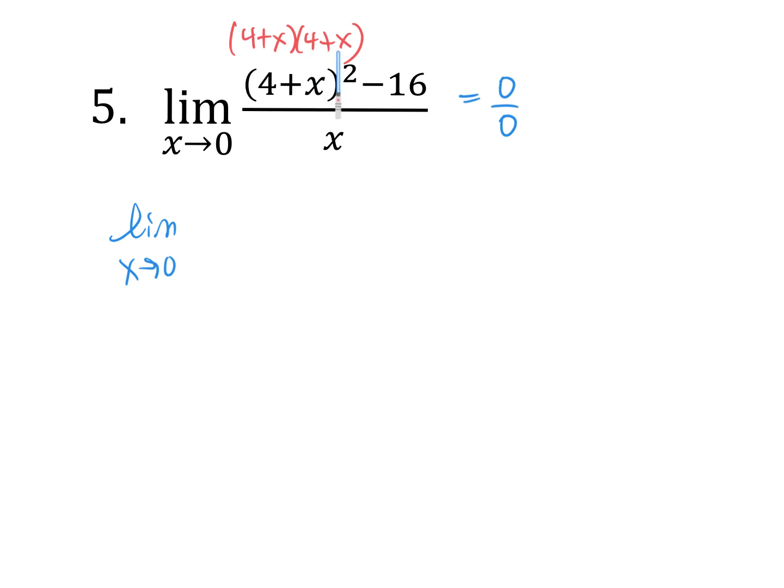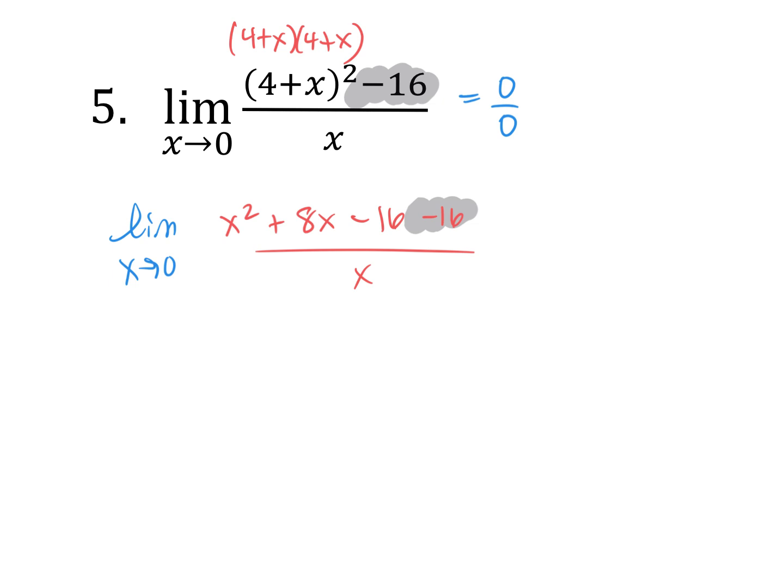What is 4 plus x times 4 plus x? x squared. Oh, you're going descending. I dig it. Plus 8x. 8 x's. Plus 16. I love it. And then I'm going to bring down this minus 16, all over x.